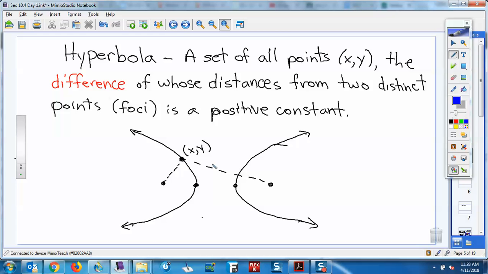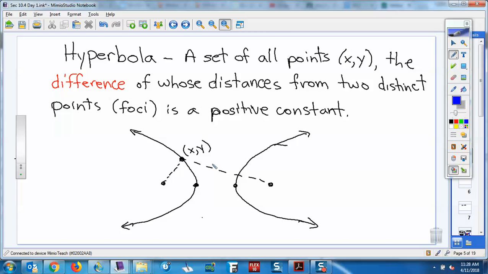And remember, x and y in our equation represent points on the graph. So x and y represent points on the circle, points on the parabola, points on the ellipse, points on the hyperbola. H and k is the center. Now, I don't even have the center in here.